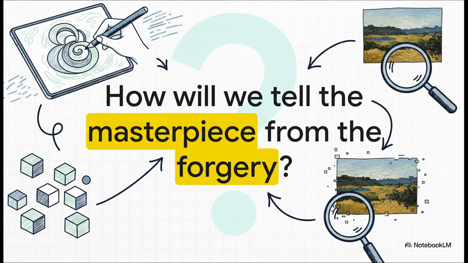And that leaves us with one last thought to chew on. As these techniques get better and better, and our digital sculptors become true masters, the synthetic data they create is going to become completely indistinguishable from real data, which raises a pretty deep question, doesn't it? How are we going to tell the masterpiece from the forgery?